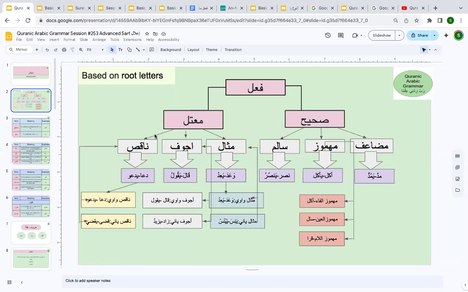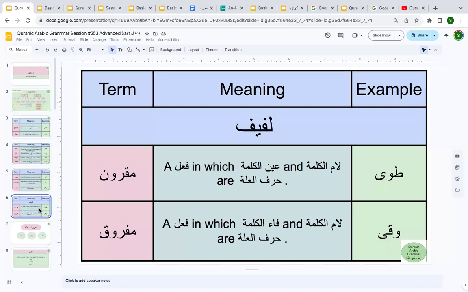But now, if I asked you a question, coming back to sarf, if your root letters that are weak are separated, they are not right next to each other, what are you going to call that lafif? That lafif is going to be lafif mafruq. Very well done. And here is the slide for that. And I hope you all were able to go over some of the slides that have been shared with you in the past as well. But I'm going to put everything together now that we are entering into advanced sarf.